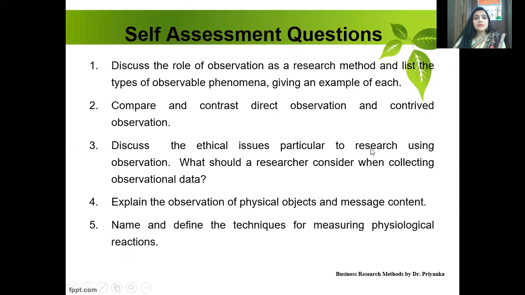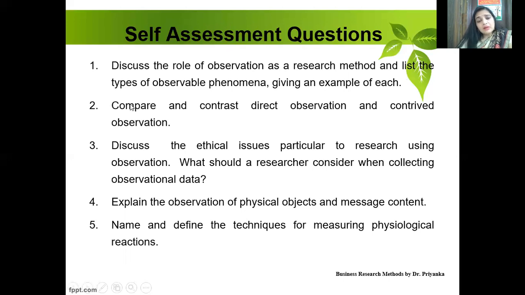Some questions. Discuss the role of observation as a research method, list the types of observable phenomena, and give an example of each. You will define what observation is, then you will list down all the observable phenomena. For example, physical activities, verbal behavior, expressive behavior, then spatial relations and locations, then temporal patterns, then physical objects, and verbal and pictorial records. And you can give examples for each. We have discussed these examples in our previous video as well.